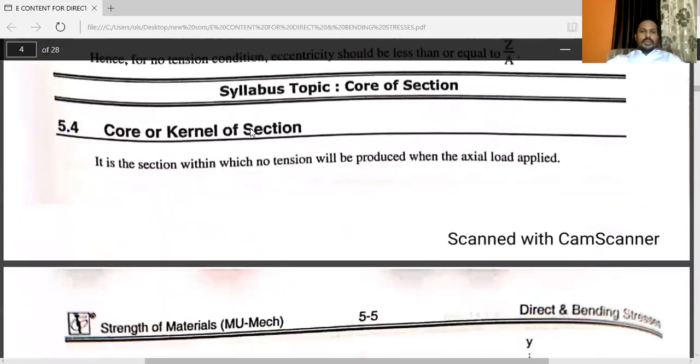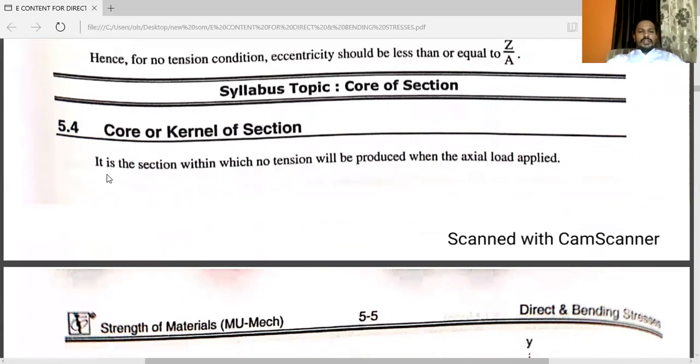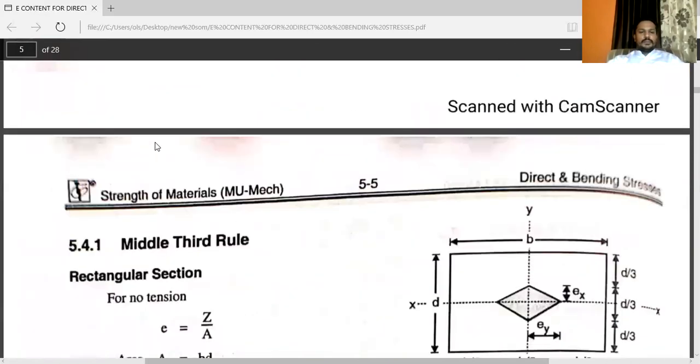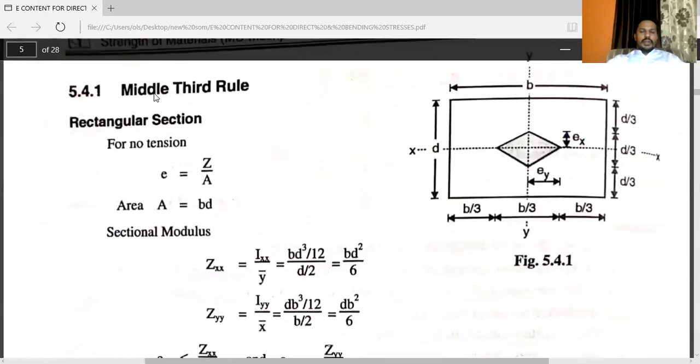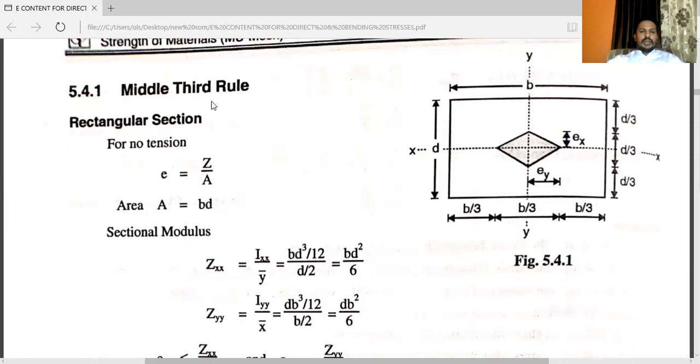Another important topic, that is core of section. It is a section within which no tension will be produced when the axial load is applied. That is called the core of section. There is one important rule, that is the middle third rule for rectangular section. For no tension, we know that e is equal to Z by A.